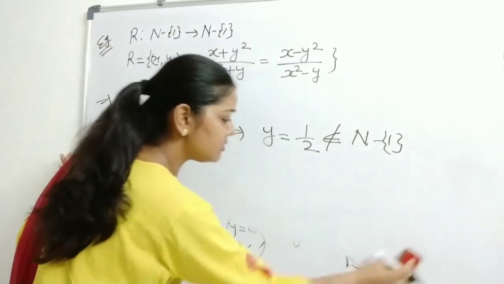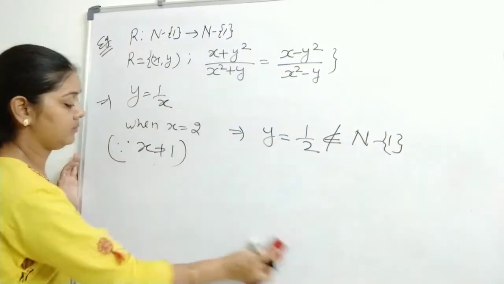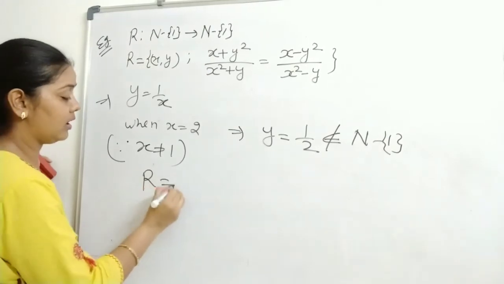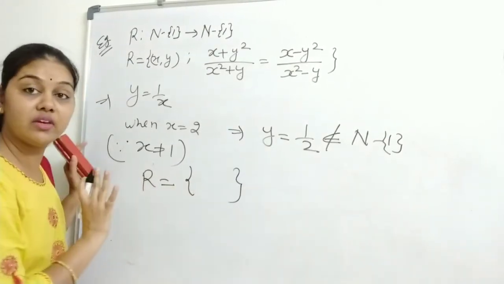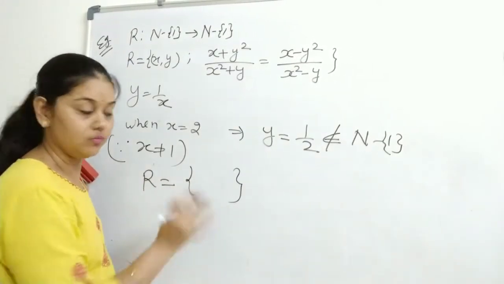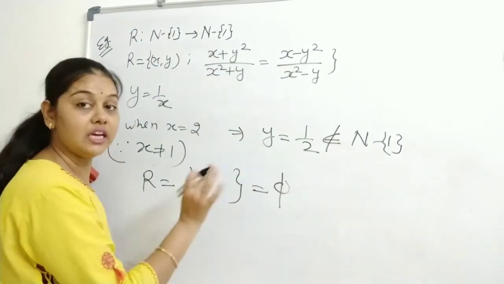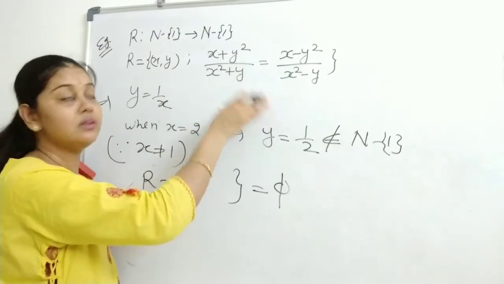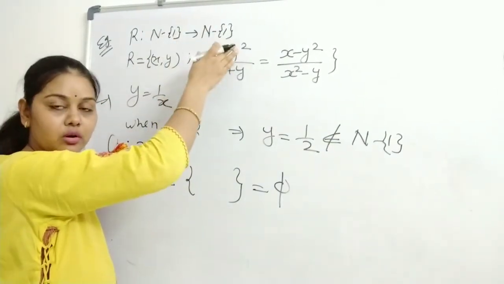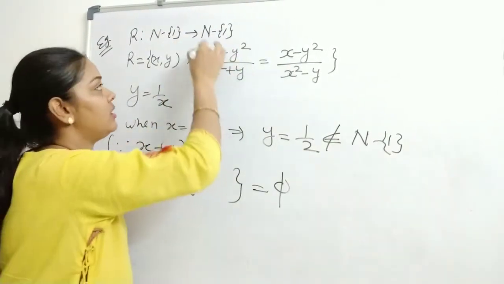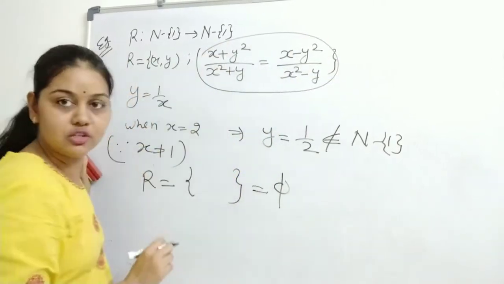It means that in the resulting relation we are not having any element. Is it clear to you? It means there is no such element in this domain and codomain which satisfies this condition.